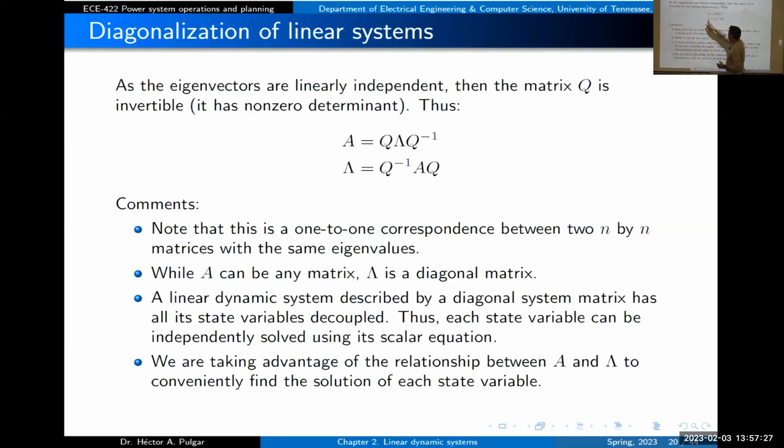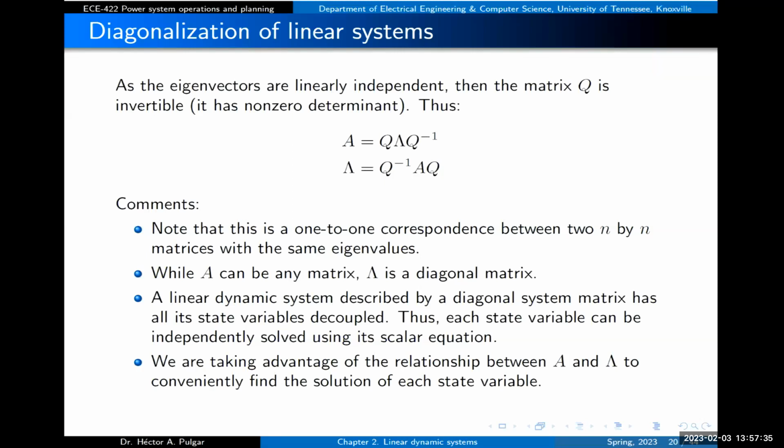Basically, here we have a relationship between these two. Question for you. What are the eigenvalues of A? We determined those: lambda 1, lambda 2, all the way to lambda n. What are the eigenvalues of capital lambda? What do you think? The diagonal matrix. Do we know the eigenvalues of lambda?